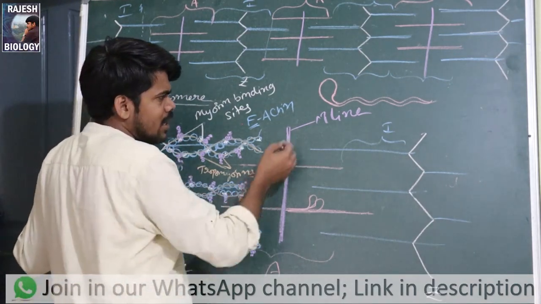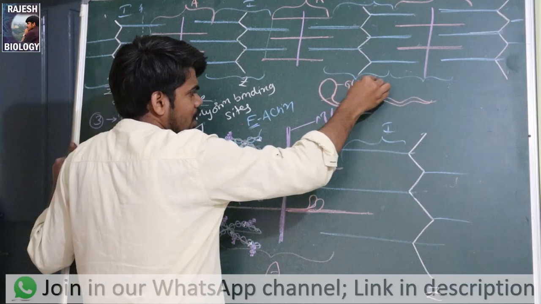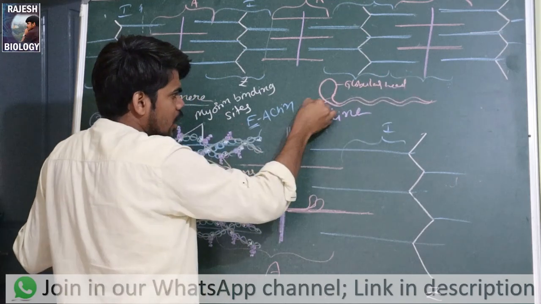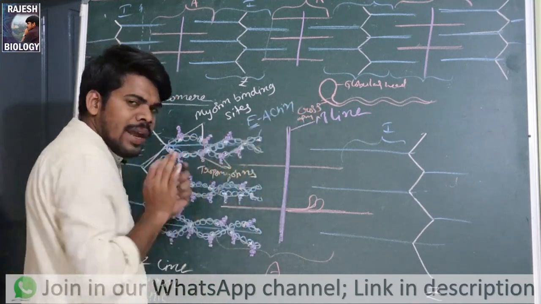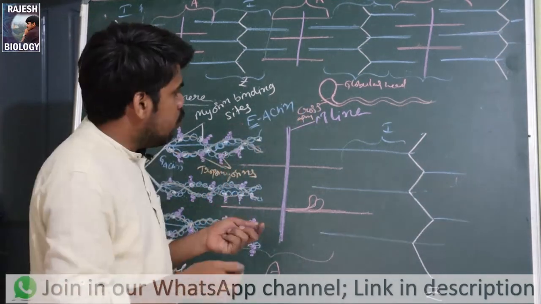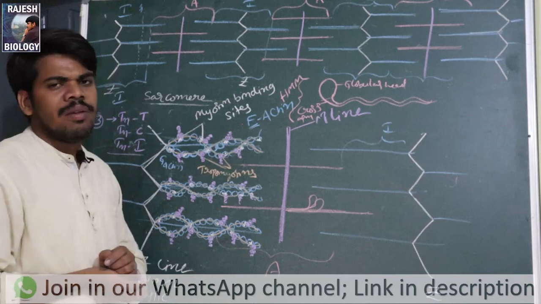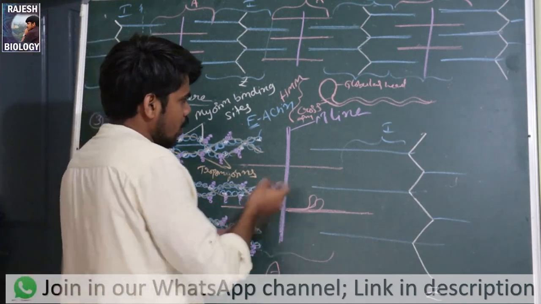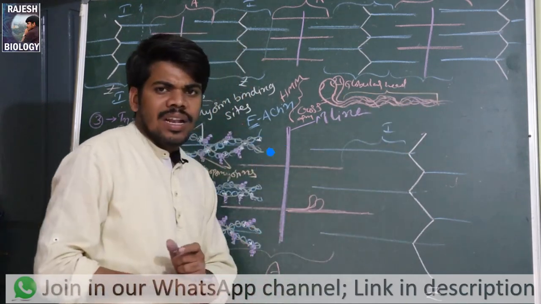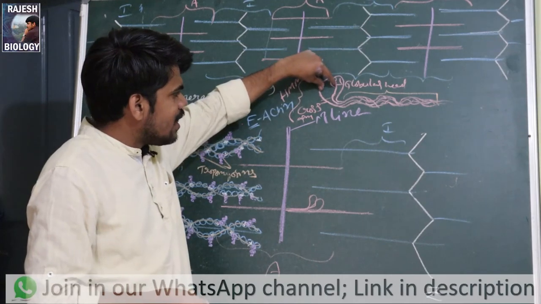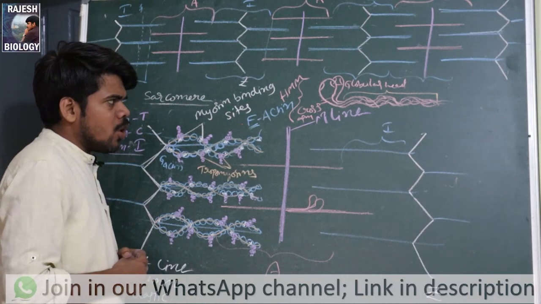What is heavy myosin in this? It is the globular head of myosin, and the cross arm or neck. Globular head and cross arm, both together are called heavy myosin. The light myosin is the tails. Tails are the light myosin. The head is the heavy myosin, and tails are light myosin.